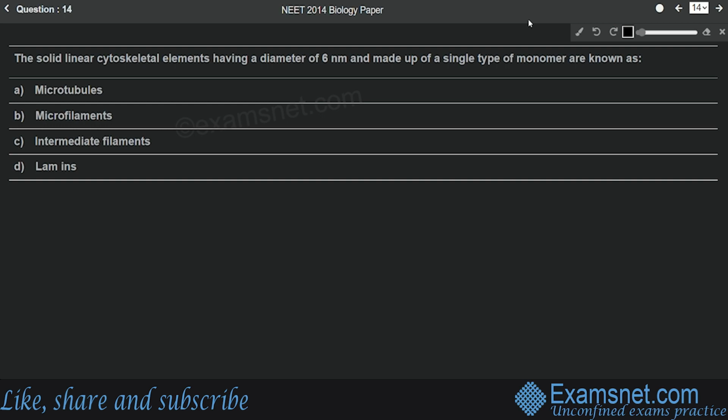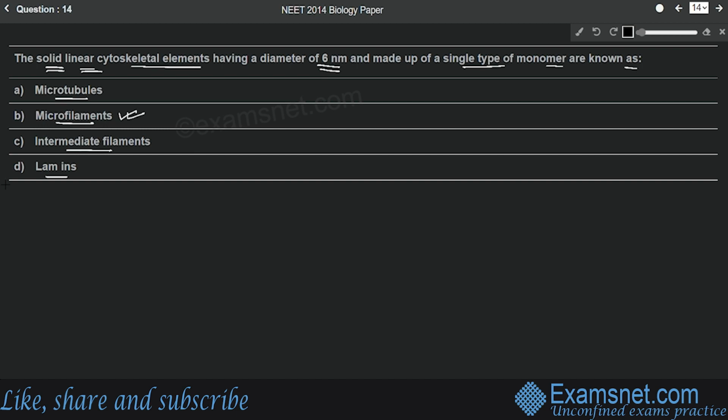Question number 14 is again from the chapter Cell, and the question is the solid linear cytoskeletal elements having a diameter of 6 nanometer and made up of a single type of monomer are known as. Options are microtubules, microfilaments, intermediate filaments and lamins, and the correct answer will be microfilaments.